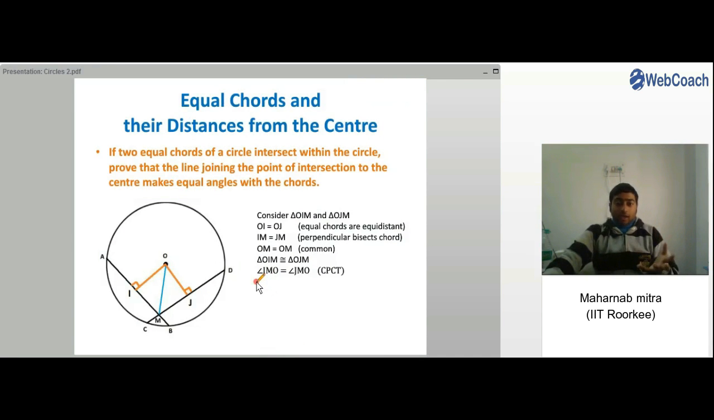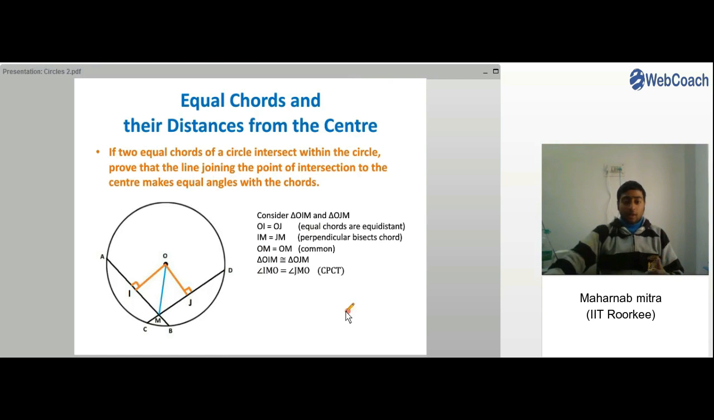So now the corresponding angles, angle IMO and angle JMO, are equal, right, by CPCT, corresponding parts of congruent triangles. So you can see we have proved that the angles made by the line joining OM are equal, right? The line joining OM makes equal angles with the chords. This angle made by the chord is equal to this angle. So finally we get what is required in the question, that the line joining the point of intersection to the center makes equal angles with the chords.